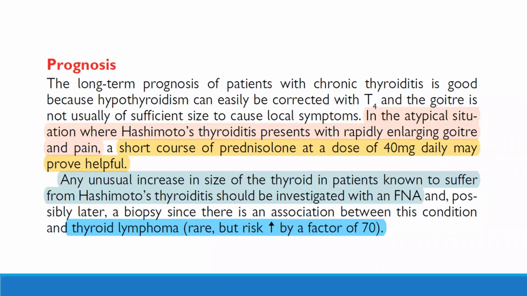What about the prognosis? The prognosis is very good for all types of thyroiditis. In the atypical situation where Hashimoto thyroiditis presents with a rapidly enlarging goiter, we can give a high dose of prednisolone for a short time. 40 milligrams daily may prove helpful for 2 to 3 weeks. Any unusual increase in the size of the thyroid in a patient known to suffer from Hashimoto thyroiditis, keep thyroid lymphoma in mind, because thyroid lymphoma is rare, but the risk is about 70 times higher in patients with Hashimoto thyroiditis.